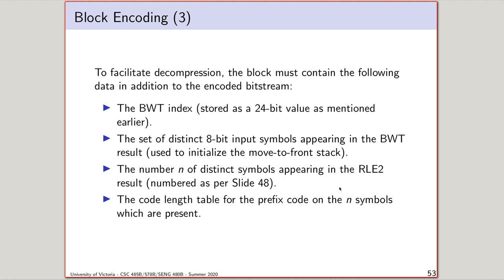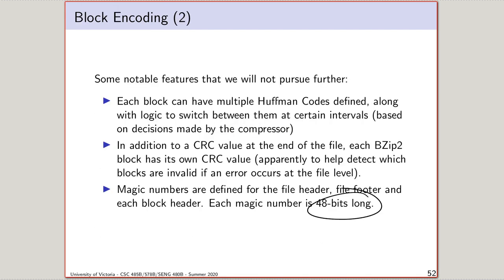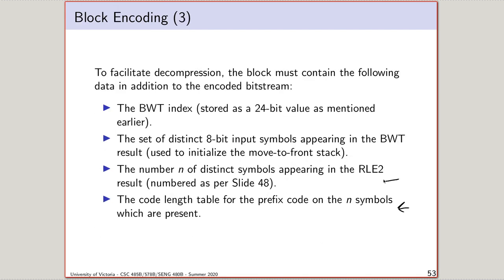So just to wrap things up, to actually do decompression, what do we have to know? Well, we have to be able to undo the Huffman coding, certainly. We need the code length table, obviously. We also need to know, it's talking about slide 48 here, how much of this code length table do I actually have? How many symbols do I actually need? Because I'm not going to store the code lengths for the ones that I don't need. That's the second to last bullet point here: the number of distinct symbols that actually appear in the RLE2 result.